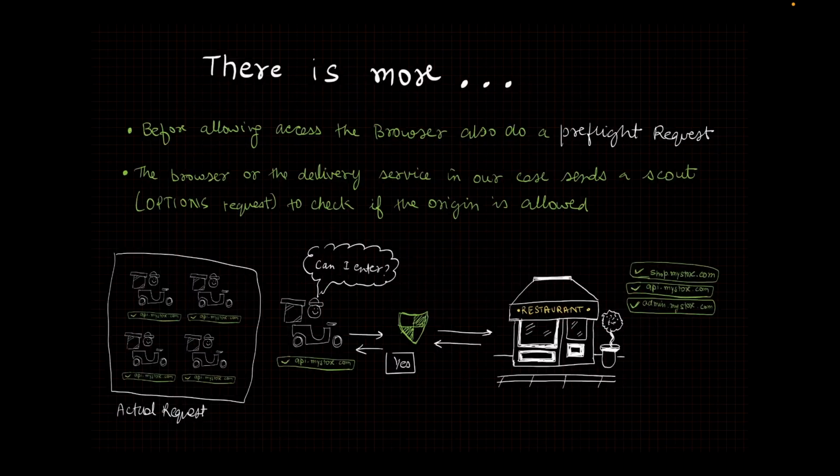But there is more. Before allowing access, the browser also does a pre-flight request. So what is a pre-flight request? You can think of it as the browser, or the delivery service in our case, sending a scout, which is an OPTIONS request, to check if the origin is allowed. For example, the delivery service sends one of their scouts to ask the restaurant, can I take the orders, or what kind of orders can I take. The CORS responds here with the value yes. This is just a pre-flight request, just for checking what options are allowed from the API. Now the actual request is then served by the server. So that's the pre-flight request.